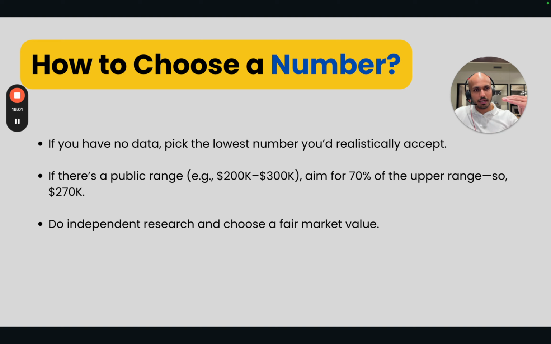And that is a good starting point, because again, this is not a negotiation conversation, this is just an alignment conversation, right? Now, if there's a public range available, so let's say the role mentions that the base salary range is 200K to 300K, then a good starting point is to aim for 70% of that range. So you can say, hey, I'm looking for something 270K and above, right? Still keeps you in the ballpark, and you haven't quoted very low.